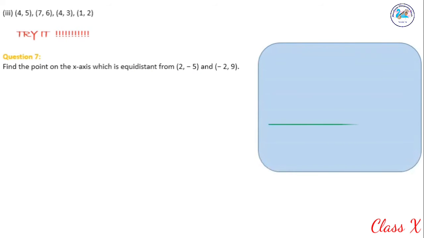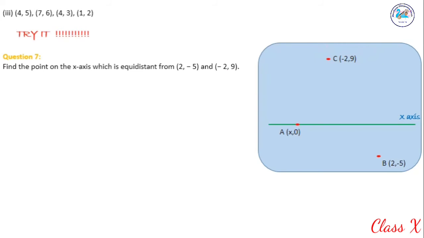So there is a point on the x-axis, and as you know, the general form of any point on the x-axis is (x, 0), which means only the x value will be there, and the y value will be 0. I have labeled that point as A. There is one more point mentioned in the question, that is (2, -5), which I have taken as B here. And the last point mentioned in the question, that is (-2, 9), I have taken as C, here.